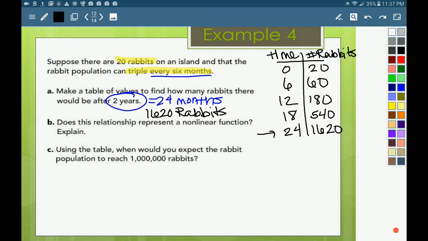Part B says, does the relationship represent a nonlinear function? So it's asking, is this nonlinear? Let's look at the rate of change that we've created from this table. I made it so that we're adding 6 every time on the input side. But on the output side, from 20 to 60, we add 40. From 60 to 180, we add 120. From 180 to 540, 540 minus 180 gives me 360. And the difference between 1620 and 540 is 1080.